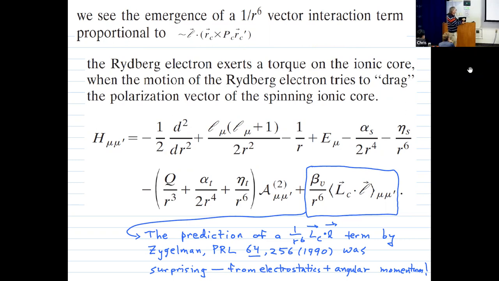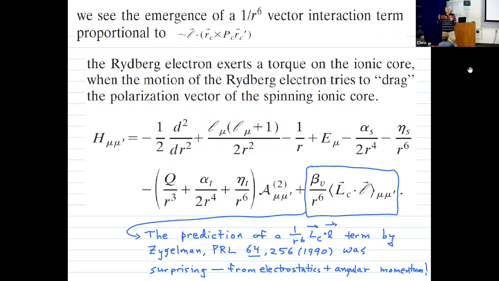So the bottom line is this term that had been predicted by Bernard Zygelman, which surprised us, is the dot product of the core angular momentum with the Rydberg electron angular momentum. And then there's a coefficient that comes out of evaluating that second order term sum, and it's all divided by R to the sixth.